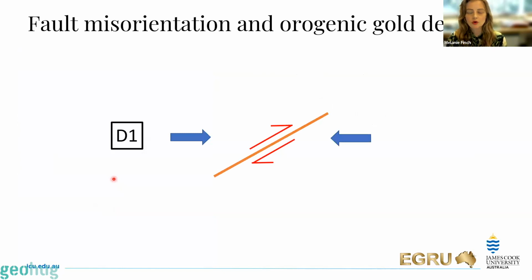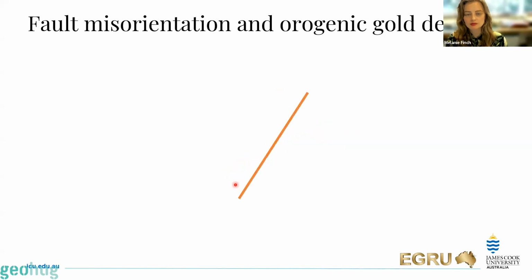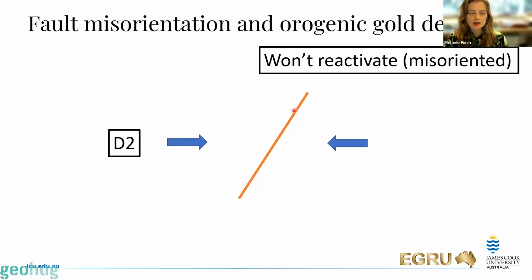The model for how these things form is that we start off with D1, where you have some shortening, and a reverse fault nucleates at an angle with a dip of about 30 degrees. And then that fault rotates to become steeper, perhaps during prolonged deformation or some other reason. And then there's another deformation event, and this fault is misoriented for this deformation event, so it won't reactivate, it won't rupture.